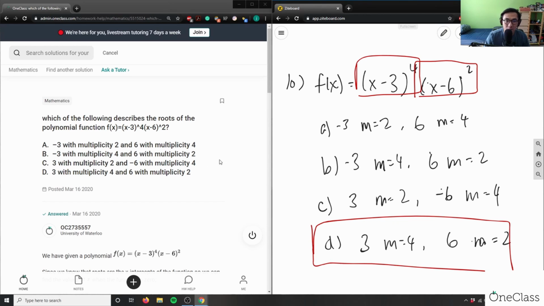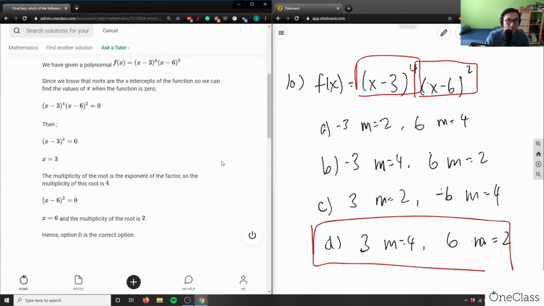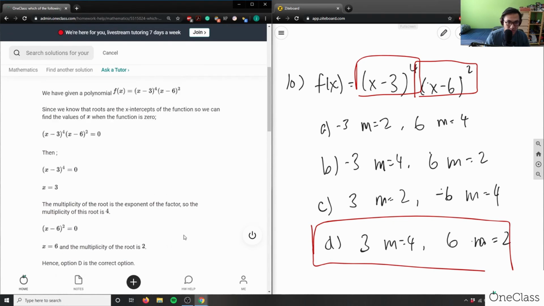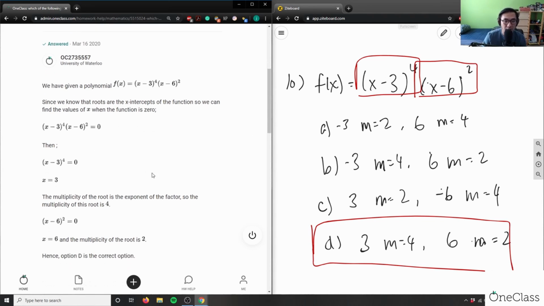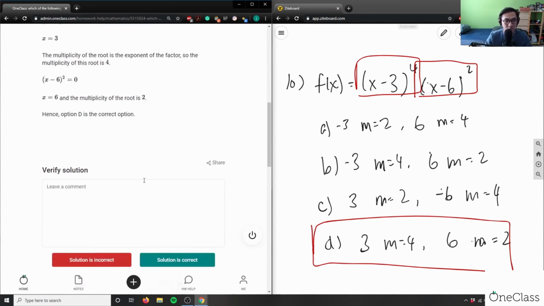And let me just check their answer here. So D is correct. That's good. We're given this polynomial. Since we know the roots are the x-intercepts of the function, we can set this to 0. And then they said, like I said before, (x minus 3) to the power of 4 equals 0, so x equals 3. That's awesome. And (x minus 6) squared equals 0, so the root here is 6, and the multiplicity is 2. So this is a great solution.